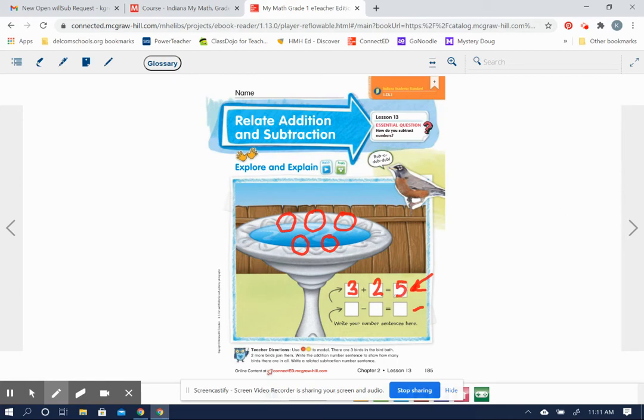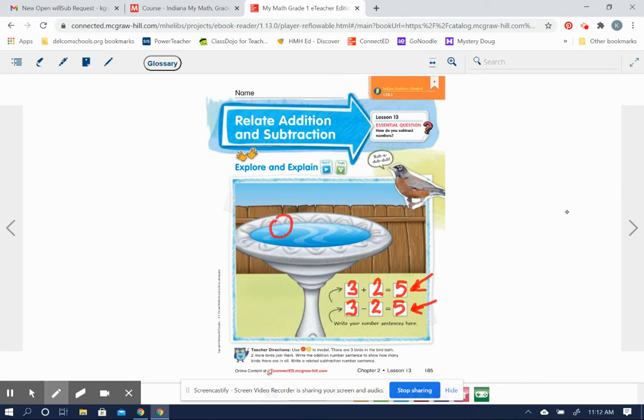Good. Okay, so now we're going to do a related subtraction sentence here. If you remember from the video, for them to be related, that means we're going to be using the same numbers, 3, 2, and 5. So can I just put these same numbers in these boxes and see if that makes sense? Let's erase these birds.